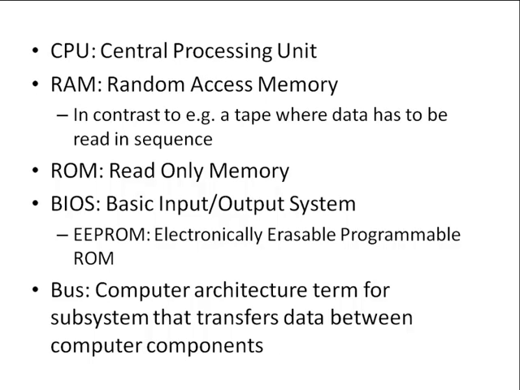A very brief glossary of some of the common terms in case you're unfamiliar with them. CPU is the central processing unit. Random access memory is RAM. So that's in contrast to, for example, a tape where you have to read data in sequence. With random access memory, you can read memory from anywhere at any time. You don't have to go through in order to find a piece of memory that you want to read or write. You can write directly to any location in memory or read from it.